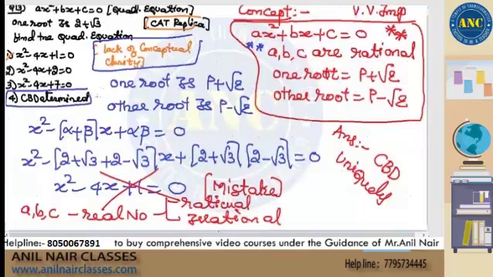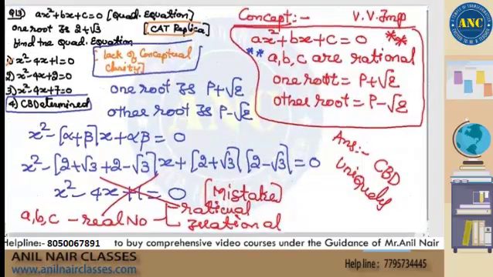If one root is 2 plus root 3, another root could be minus 2 plus root 3 or 2 minus root 3. You will get 2 values. So answer is cannot be determined uniquely. Question number 13. I hope it is clear. Very, very important question. Question number 14.